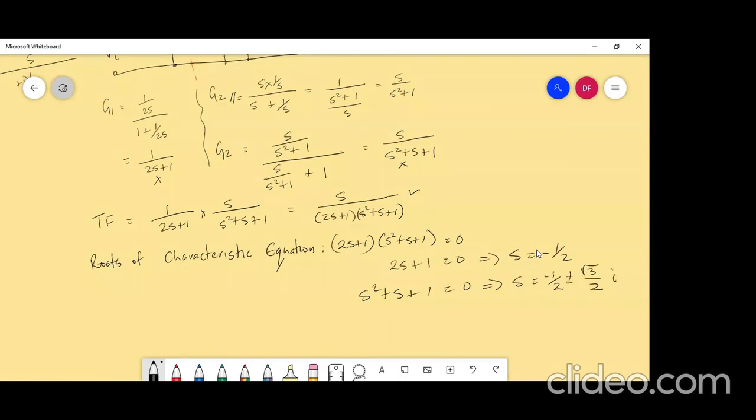So based on what I get, is the system stable or not? Sir, it is stable, sir. Right, so the system is stable because both roots are negative.